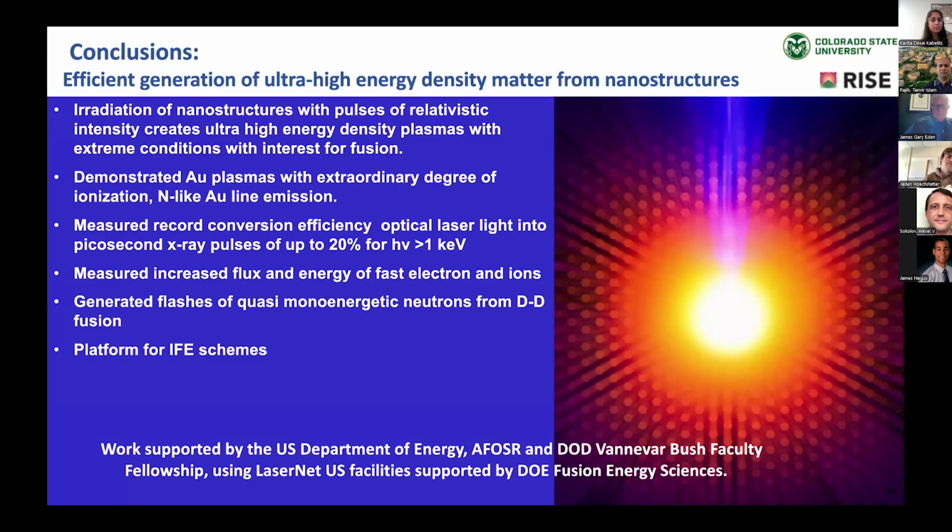So in conclusion, efficient generation of ultra-high energy density matter from nanostructures: irradiating these nanostructures with pulses of relativistic intensities creates ultra-high energy density plasmas with extreme conditions, and these extreme conditions can lead to fusion. We've demonstrated gold plasmas with really high degrees of ionization with nitrogen-like gold emission, and we measured the conversion of optical light into X-rays of up to 20%.